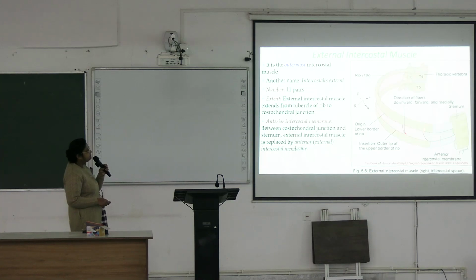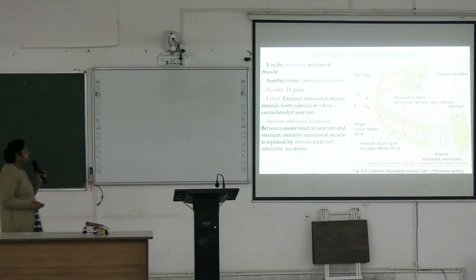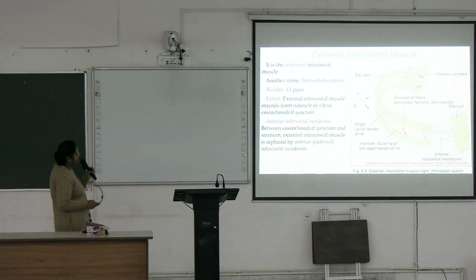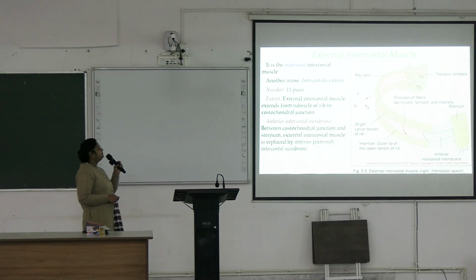This is the junction between the rib and the costal cartilage. So this is the costochondral junction. This is the extent from posterior to anterior. And anterior intercostal membrane, what is this? This is asked in your viva. Between the costochondral junction and sternum, external intercostal muscle is replaced by the anterior or external intercostal membrane.